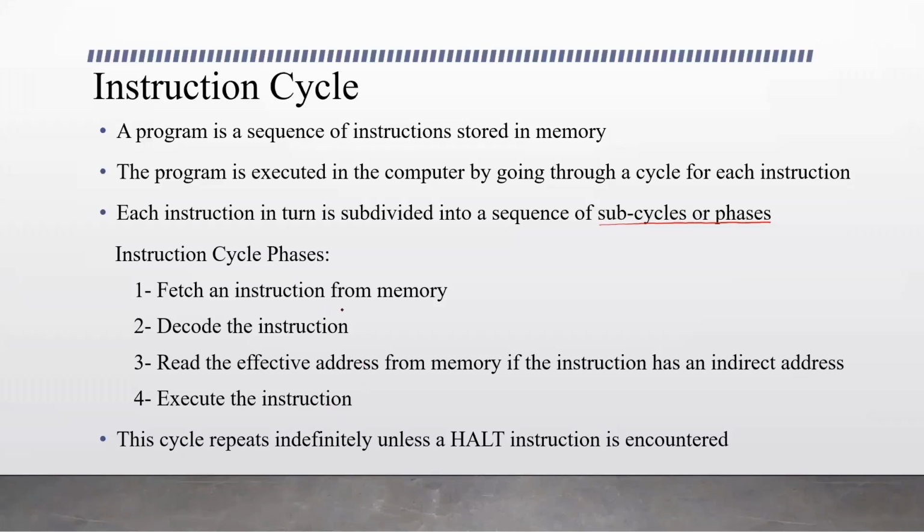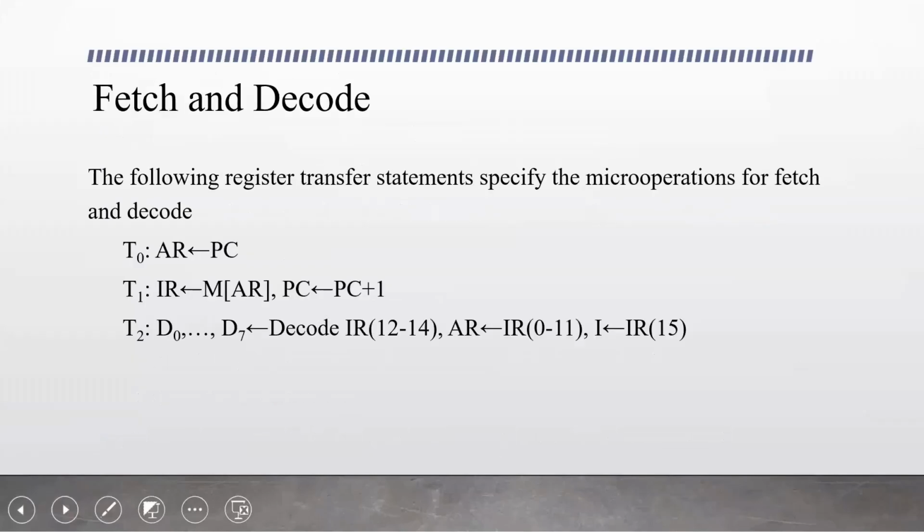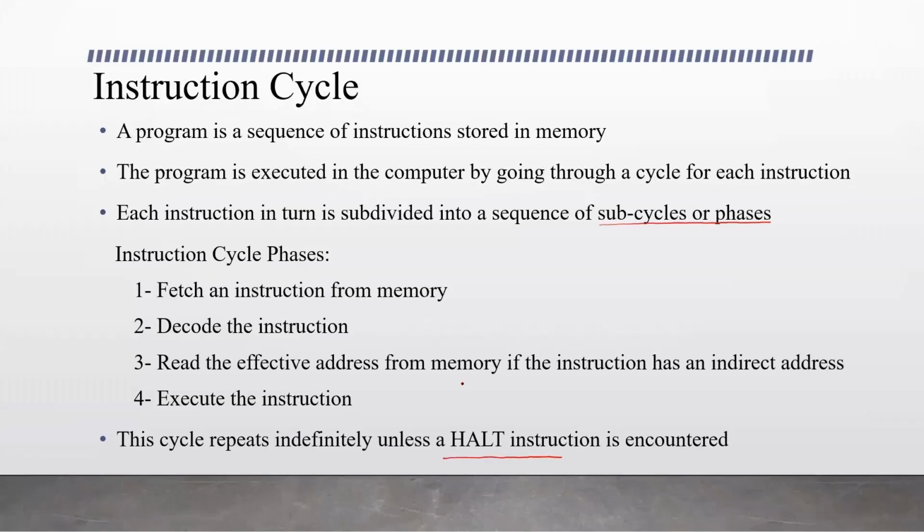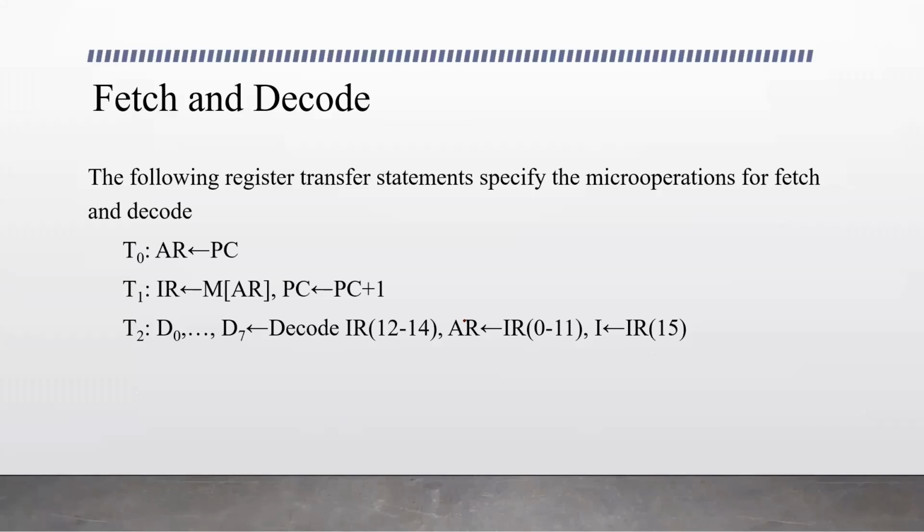Fetch an instruction from memory, decode the instruction, read the effective address from memory if the instruction has an indirect address, and the fourth step is execute the instruction. These four steps repeat indefinitely unless a halt instruction is encountered. Halt is to stop the execution. Now, if we take the first two steps, fetching and decoding, the micro operations involved in these two phases are as follows.